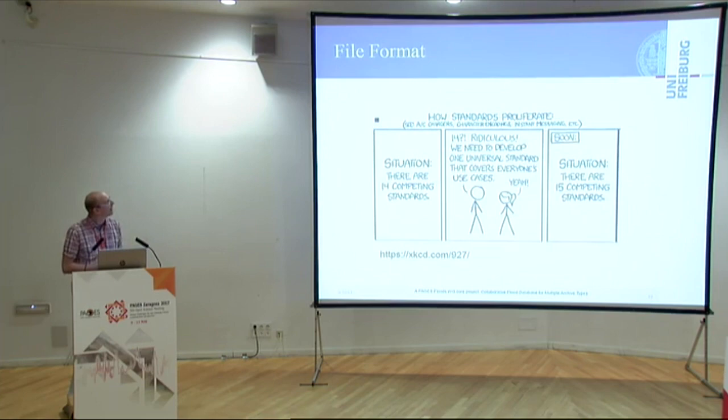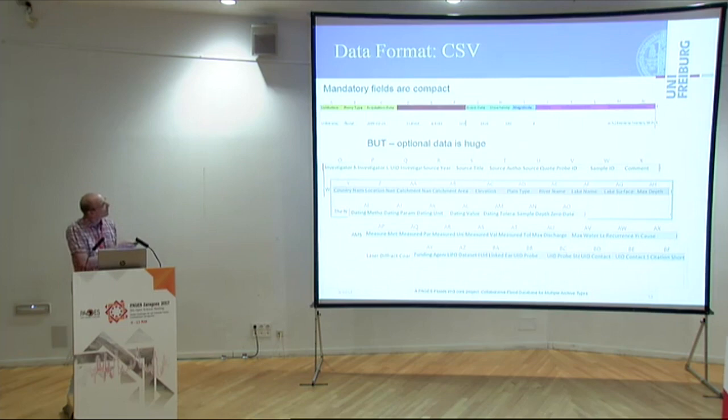Then we have this problem. You might know this comic. It says there are 14 standards, and we need to combine them so that we have one common standard, and you end up with the situation that you have 15 competing standards. This could also be true for scientific data. And if we invent, for example, a CSV format that you can edit in Excel files, then we have an additional format. That's quite compact for the mandatory fields, but if you add the optional data, it really gets to be a mess. You get a really large Excel sheet, and maybe not so nice. And you have a new format that you have to consider. So maybe there's a better approach.